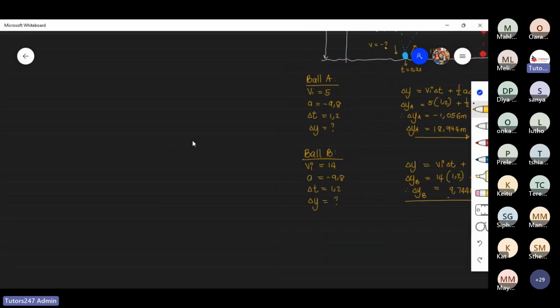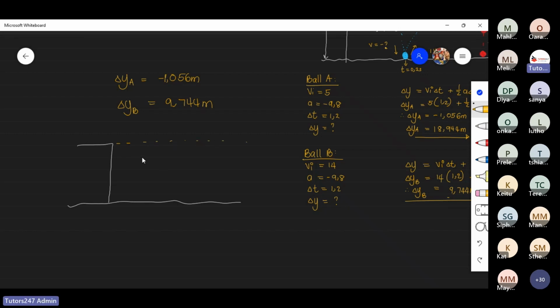Keep in mind, we calculated the displacement of ball A as negative 1.056. We calculated the displacement of ball B as 9.744 meters. Now, think about it like this. This is our road. We have our bridge, and this ball was displaced.